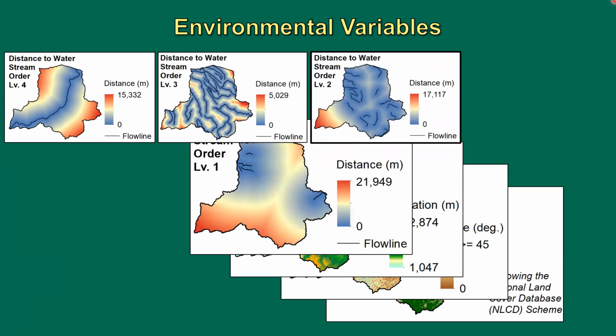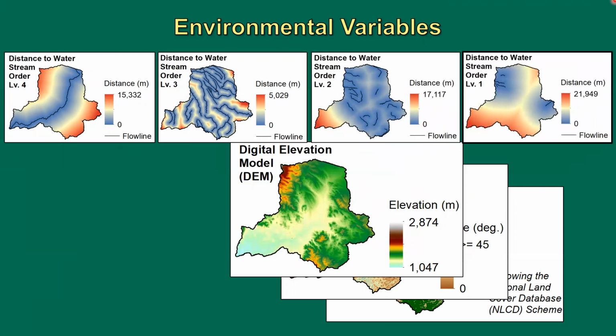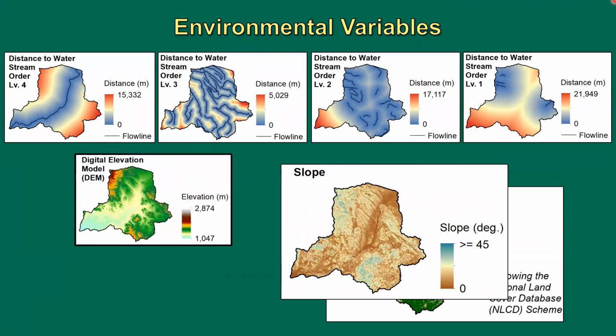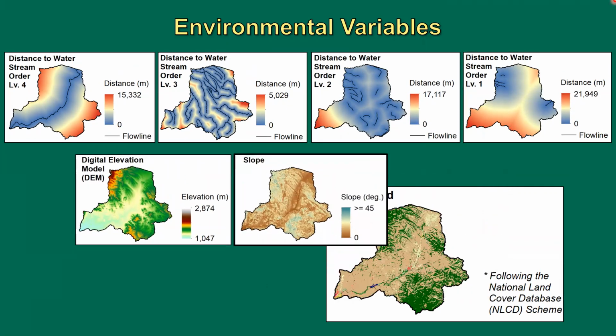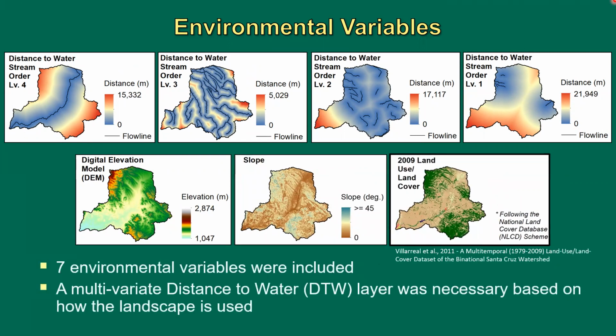And then you have stream order level 2, and finally at the highest elevations and the most minor tributaries, stream order level 1. We also included a digital elevation model, or DEM, and a slope raster. And finally, we included a 2009 land use land cover product developed by Miguel Villarreal and others for the larger Santa Cruz watershed. The Sonoyta Creek flows into the Santa Cruz River, which ultimately flows north into the Gila River. So overall, we included 7 environmental variables, including a multivariate distance to water layer.